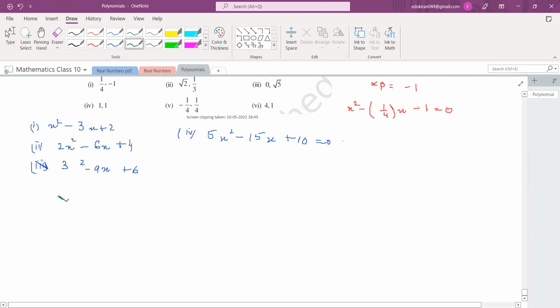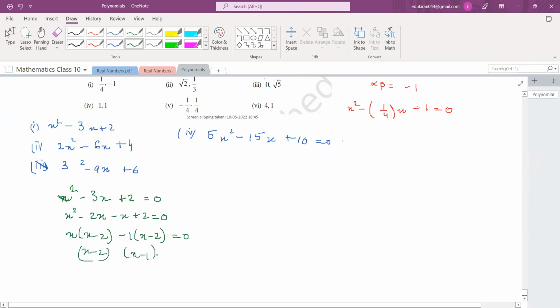Okay, now look at the first one. So this is x square minus 3x plus 2. To find the zero, we equate it to 0, right? I'm just not writing, I'm just trying to solve it. Now we can split the middle term, so 2x and x we can use. So x square minus 2x minus x plus 2 is equal to 0, right? Now x common, then x minus 2 and x minus 2 is equal to 0. Then we have x minus 2 into x minus 1 is equal to 0. So we have got the two zeros: x is equal to 2 and x is equal to 1, right? Okay, now look at the second polynomial.